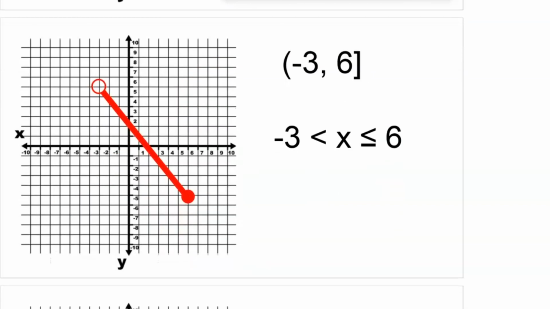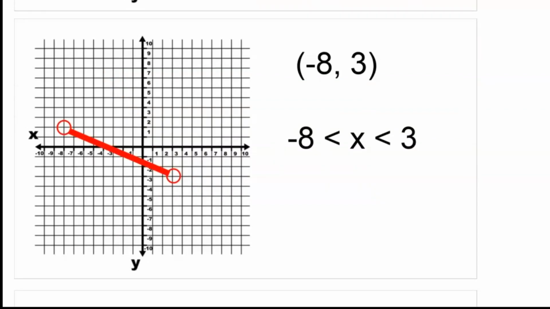Here's one more example. This time we have the open circle on the left and the closed circle on the right. Again, the open circle is at -3, so we state that with a parenthesis, so it does not include the -3. And then we have a square bracket on the 6 because it does include the 6. And again, with the inequality signs, x is greater than -3, but not equal to it, and then x is less than or equal to 6.